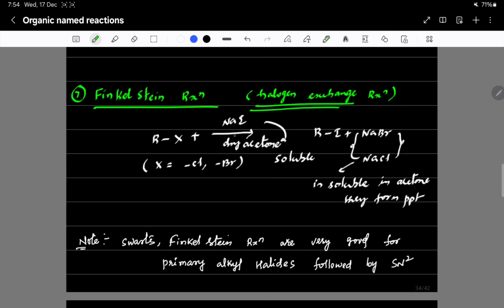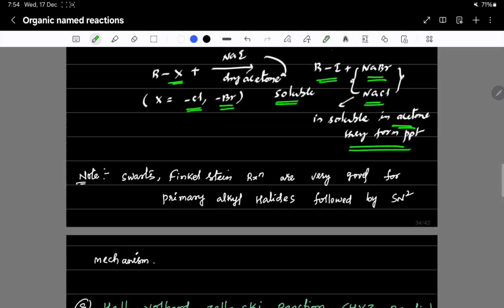Here we are using sodium iodide in dry acetone, student. Sodium iodide is soluble in dry acetone. So the alkyl halide is reacted with it, where X can be chlorine or bromine, right? The halogen will be displaced by iodine, so you will get RI, followed by NaBr and NaCl. These are insoluble in acetone and form a precipitate, right?